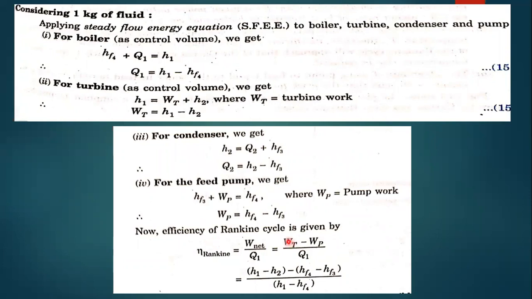Now, the efficiency of the Rankine cycle. First of all, what is efficiency? It's nothing but the work output divided by the heat supplied, that is, output by input. Here, what is the output? Net work done is the output, and what is the input? We have the heat supply. So instead of output we have net work done, and instead of input we have heat supply.